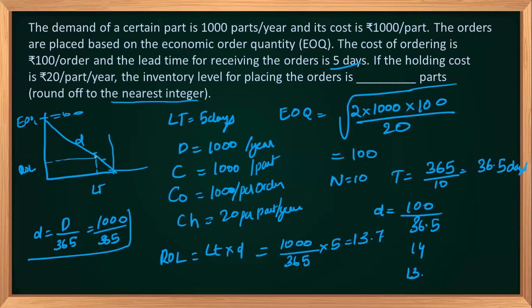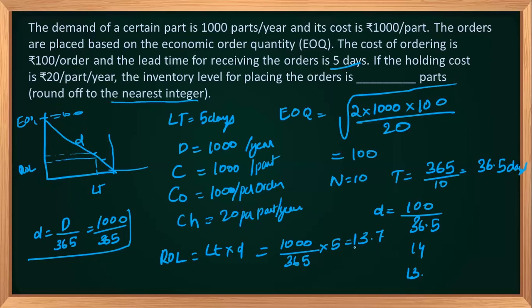This is 13. So where will we order? Should we order at 13? If we order at 13, what will happen? We will not get it at the exact time, so some slight offset will be there, right? Sometimes, maybe for half a day, we may not be able to run the system, because of the shortage. So better we go for 14. So we can order at 14.